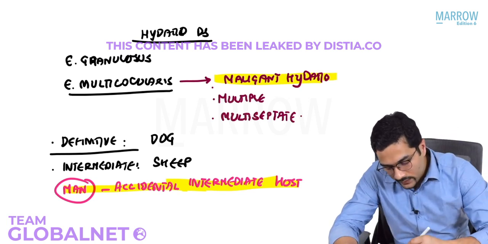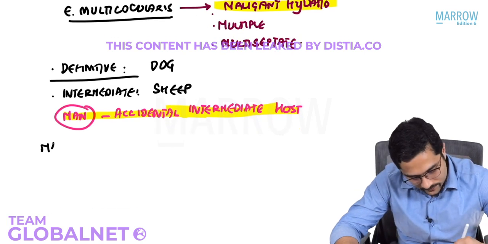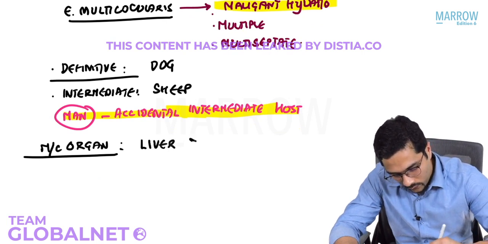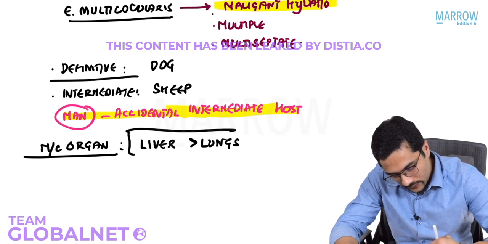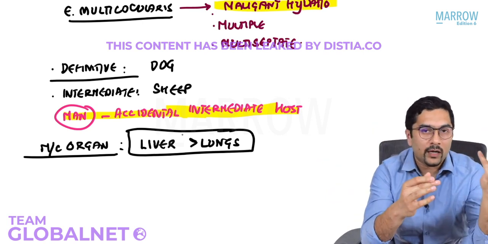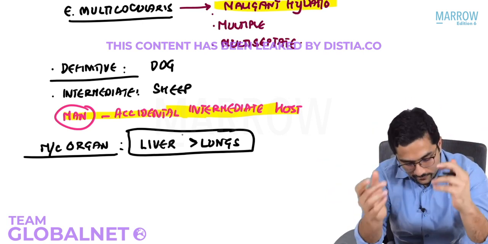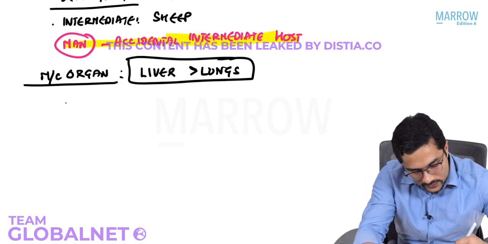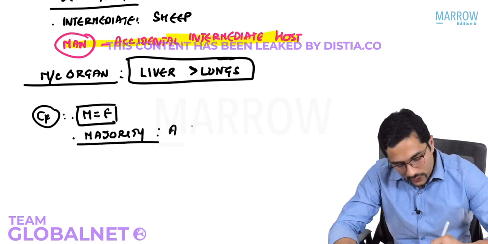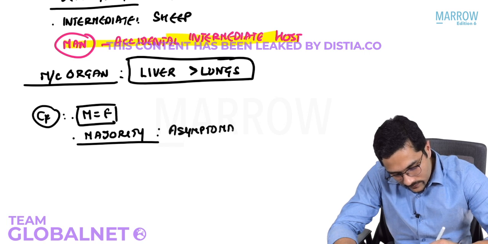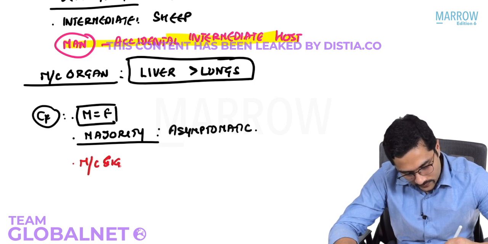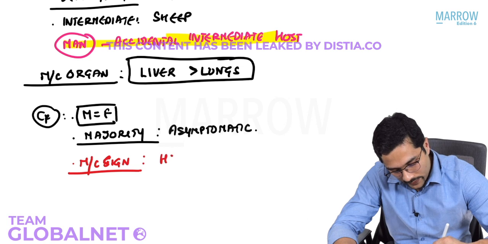Now, the most common organ which is affected is the liver, followed by the lungs. And the route of spread is going to be via the portal vein only. That is how the organism is going to come into the liver, and that is why liver is most commonly affected. Now, if we talk about the clinical features, so there is equal male to female incidence. So majority of the patients are asymptomatic. And the most common sign which you get is hepatomegaly.